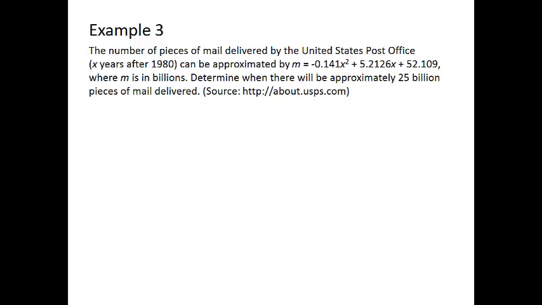Another example here is that the number of pieces of mail delivered by the United States Post Office x years after 1980 can be approximated by m equals negative 0.141x squared plus 5.2126x plus 52.109, where m is in billions, and we want to determine when there will be approximately 25 billion pieces of mail delivered. And so this is a situation in which we are given a model and we are given a value that we want that to equal.